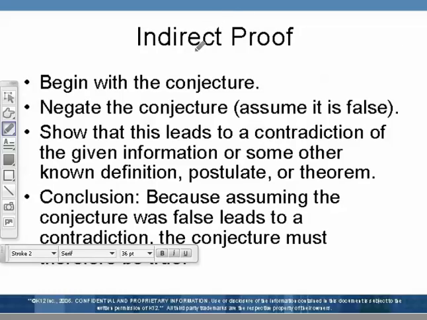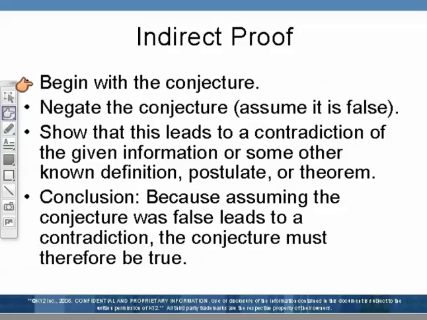So, indirect proof. Knew we were going to get to this eventually, didn't we? In an indirect proof, you begin with the conjecture, you negate the conjecture, assume that it's false, show that this leads to a contradiction, and then your conclusion must be false because you ran into a contradiction. Therefore, the original conjecture must be true.